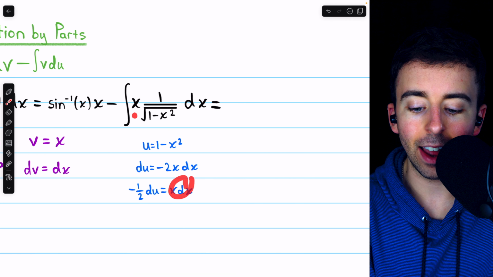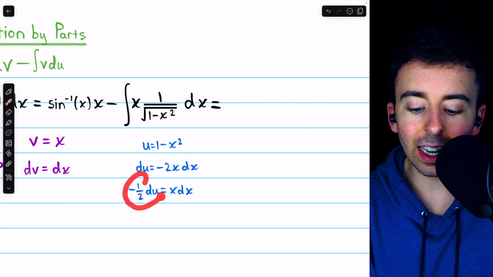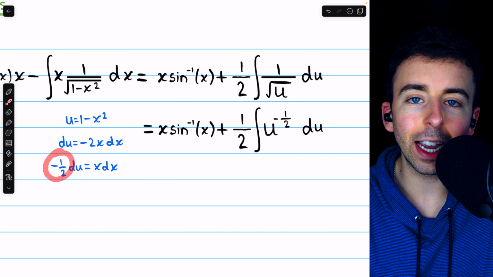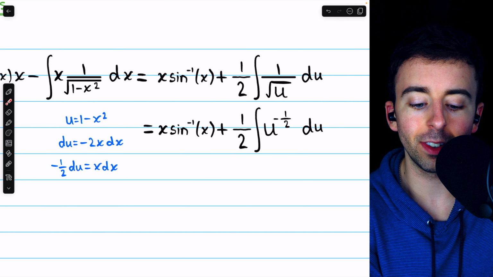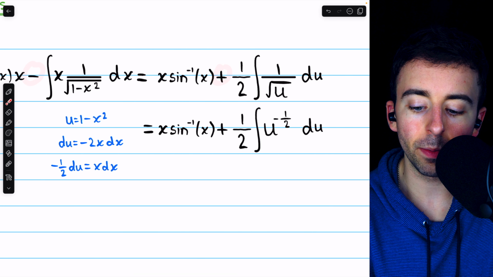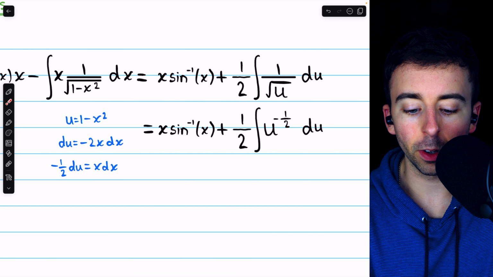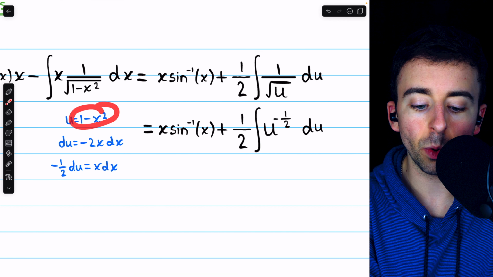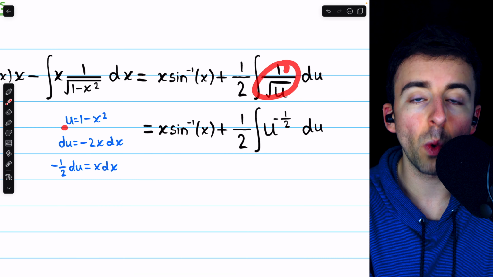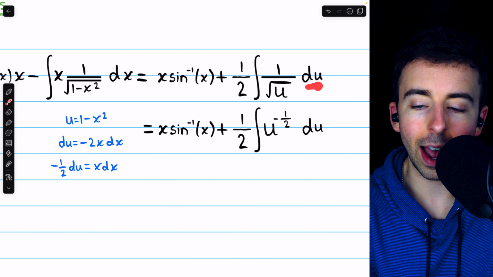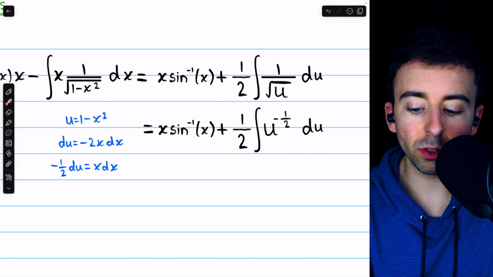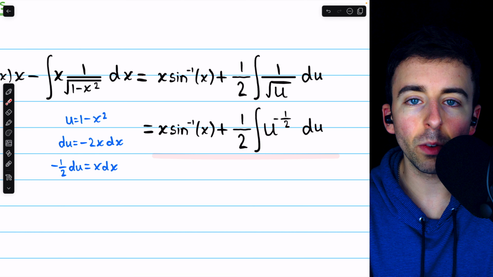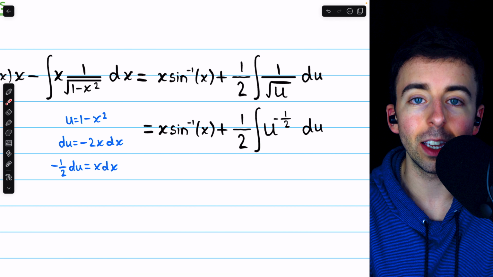So x dx then will be able to replace with negative half du. That gets us here. We bring the factor of negative half out of the integral, which turns this negative into a plus, and then there's the 1/2. And then in the integral, we have 1 over the square root of 1 minus x squared, but 1 minus x squared is u, so it's 1 over the square root of u, and then of course we also have du. Now 1 over the square root of u is the same as u to the negative half, so we'll rewrite it like that, which makes it easy to integrate using the power rule.